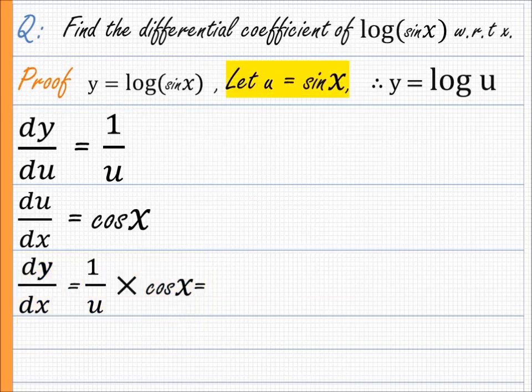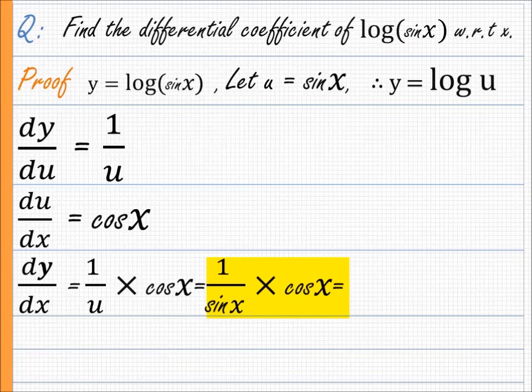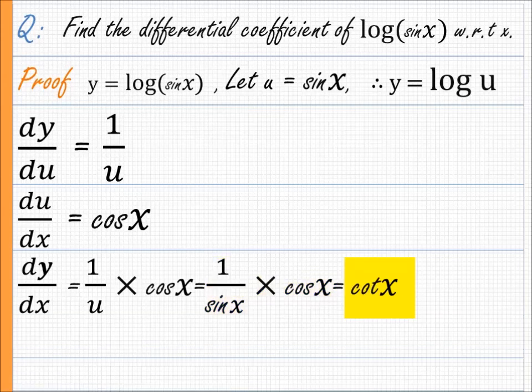And what's the value of u? In the beginning, we put u as equal to sin x. So dy upon dx is equal to 1 upon sin x into cos x, or cos x upon sin x, which is equal to cot of x. So that means the differential coefficient of log of sin x is equal to cot of x.